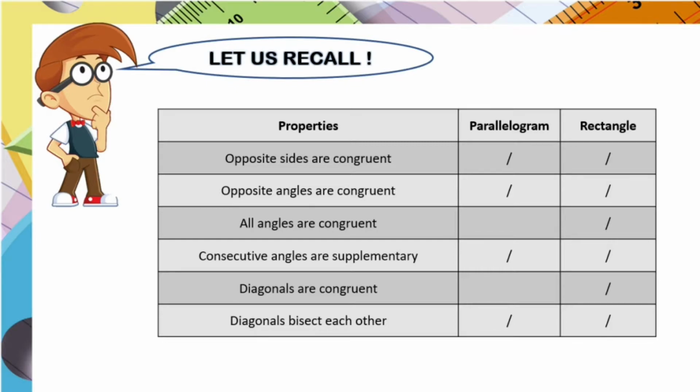Both parallelograms and rectangles' opposite sides are congruent. Both parallelograms and rectangles' opposite angles are congruent. In a rectangle, all angles are congruent. Both parallelograms and rectangles' consecutive angles are supplementary. In a rectangle, diagonals are congruent. Both parallelograms and rectangles' diagonals bisect each other.